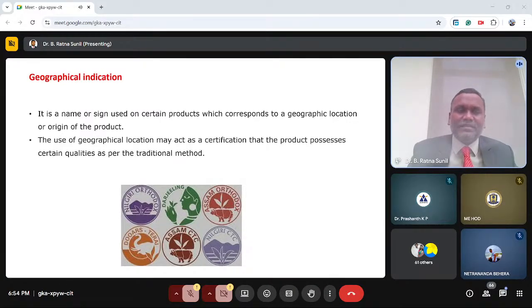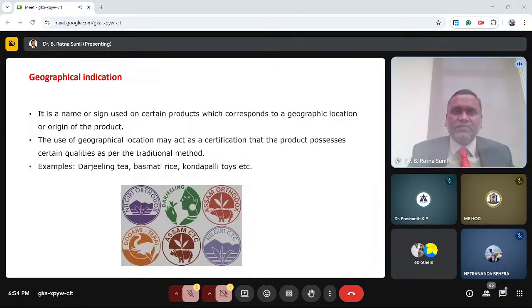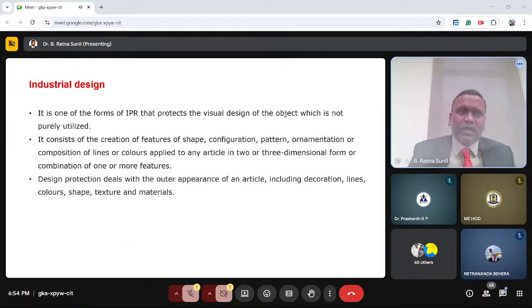And geographical indications. These are associated with the names of a particular geographical region. For example, Nilgiri orthodox, Nilgiri coffee, or else Assam tea, or Darjeeling tea. Even our Kondapalli toys. So these are associated with the location of that product. That is what we call a geographical indication.